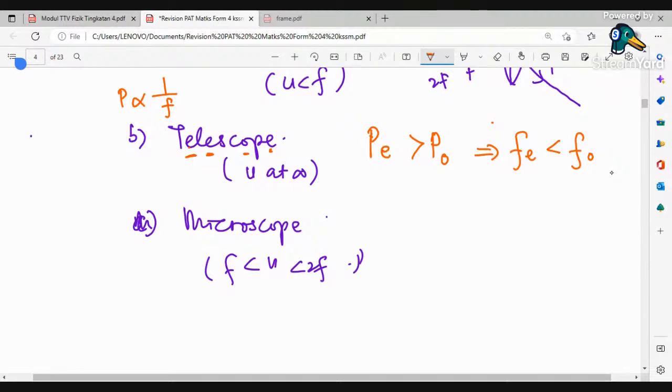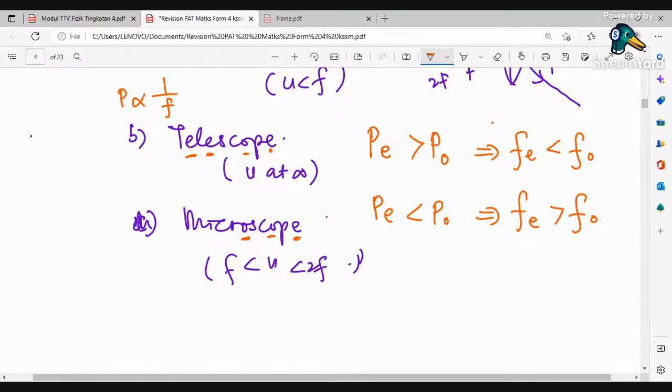Ini untuk teleskop. Sama juga mikroskop, you tengok bilangan O dengan E. Okay, O lebih dari E. Maksudnya PO more than PE. Atau saya tulis ikut atas supaya you boleh bezakan. Okay. PE less than PO. So, focal length of eyepiece is more than objective.